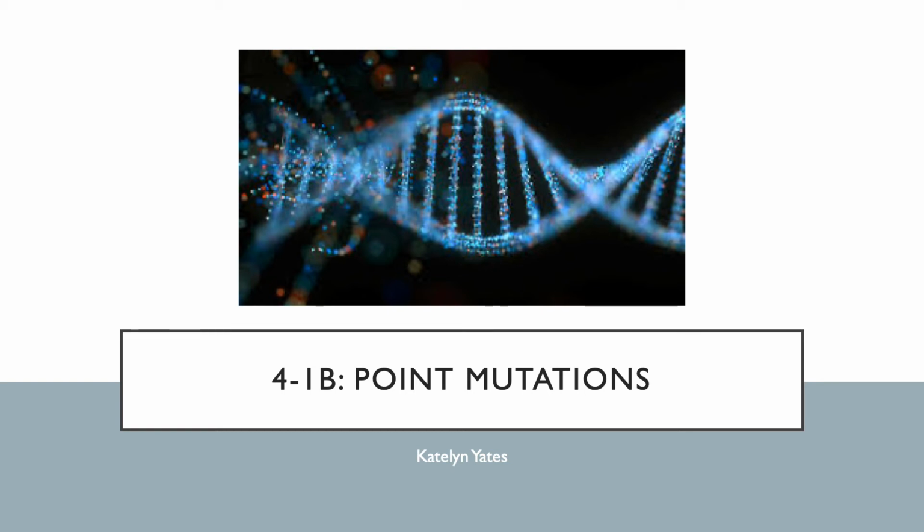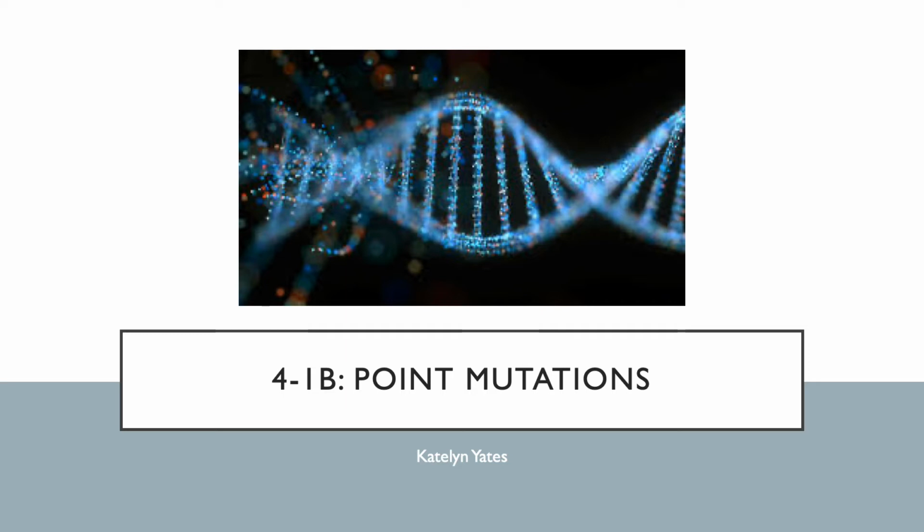Today I will be explaining the different types of point mutations that can occur in a gene sequence. A point mutation is a substitution where a single nucleotide base is changed, inserted, or deleted from a sequence of DNA or RNA. This mutation can be described as either a transition, which is a substitution of a purine with a purine or a pyrimidine with a pyrimidine, or it can be described as a transversion, which is a substitution of a pyrimidine with a purine, and vice versa.